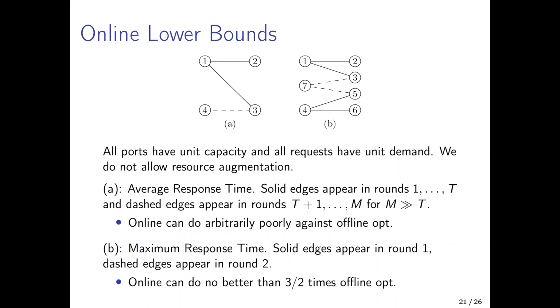Figure B depicts the lower bound instance for maximum response time. In this instance, the solid edges are released in the first round, and the dashed edges in the second. An optimal solution is to schedule 1, 3, and 4, 5 in the first round, 4, 6, 1, 2, and 7, 3 in the second, and 7, 5 in the third. This yields a response time of 2. However, since the dashed edges can be chosen adversarially, the best online algorithm can achieve a response time of 3.